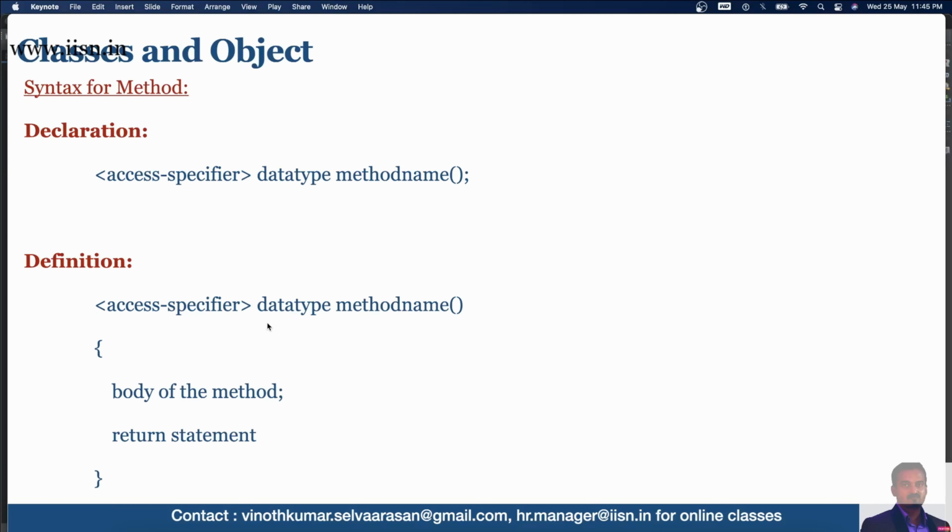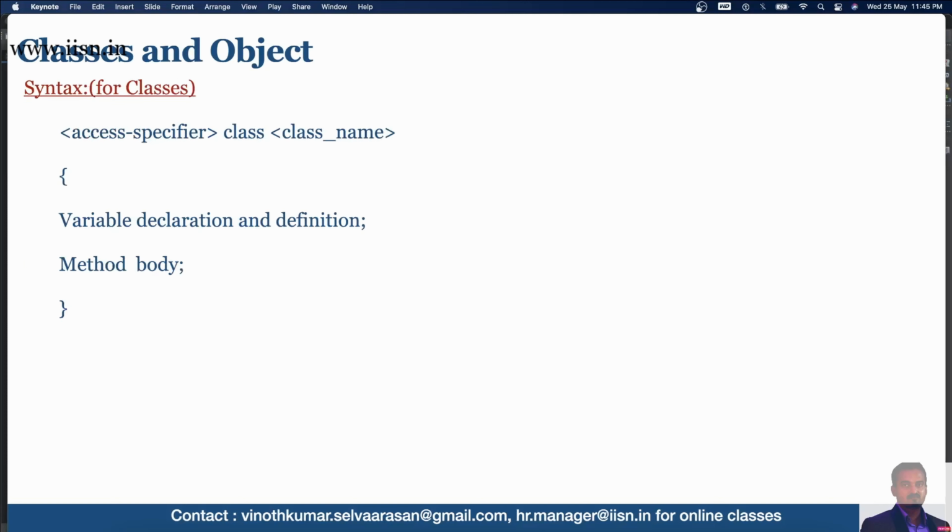As of now, we have seen what classes are, the syntax of variables, and the syntax of methods. Now we are going to see the syntax of classes. First we give the access specifier, followed by the class keyword, followed by the class name. Inside the class, we give the variable declarations and definitions and the method bodies. So this is the syntax.